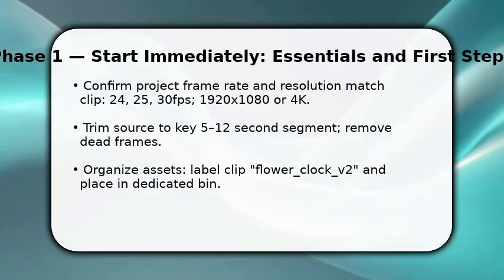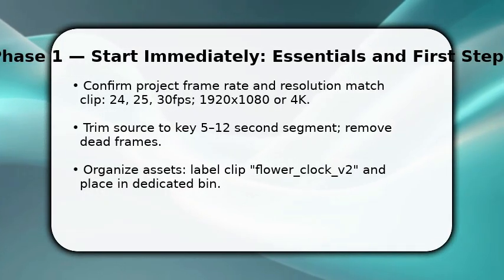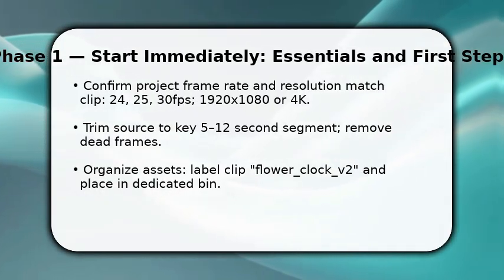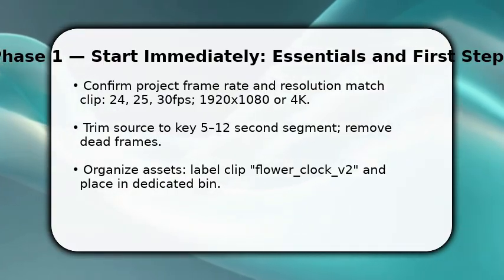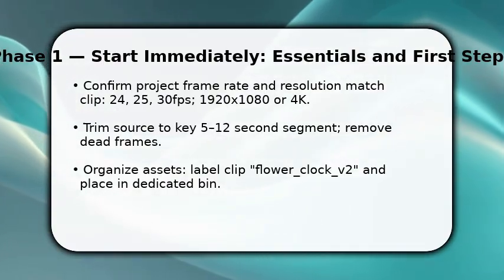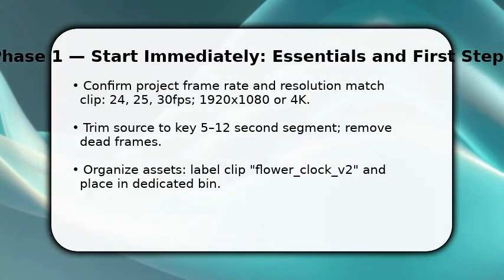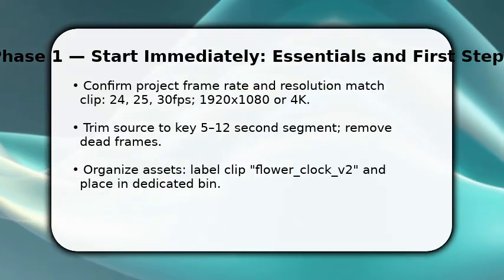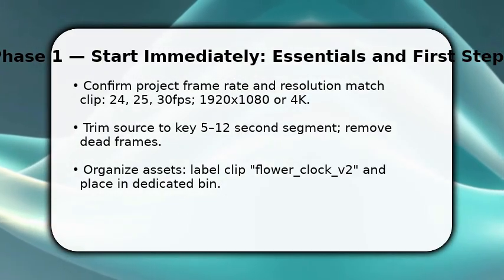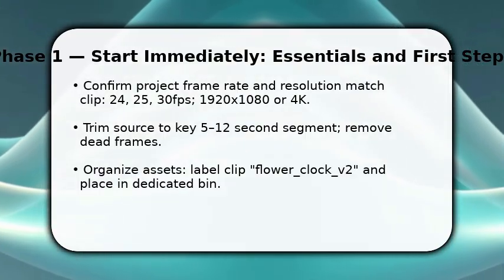Enjoy the video. You start by matching formats so nothing jumps later. Import the updated flower clock clip into your timeline. Make sure frame rate and resolution match the sequence. Trim the clip to the 5 to 12-second core segment where the animation is clean. Once done, name it Flower Clock V2 and move it into a dedicated asset bin so you don't lose it. This early organization saves time and prevents color, scale, or timing drift when you start compositing.